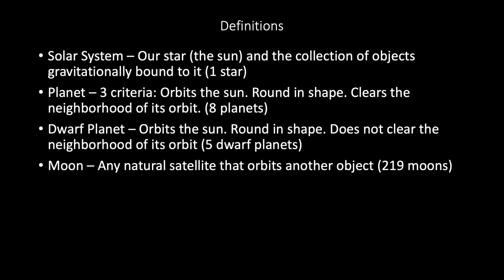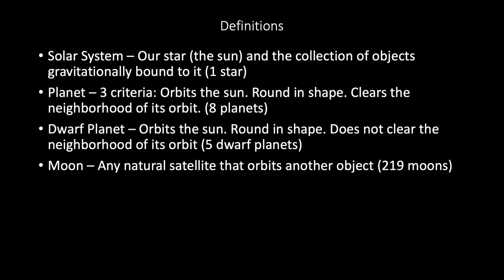So what is a planet? There are 8 planets: Mercury, Venus, Earth, Mars, Jupiter, Saturn, Uranus, Neptune. And a planet has 3 conditions on it. So you need these 3 things to be true in order for something to be a planet. A planet needs to orbit the sun. It needs to be round in shape. The correct term here is spheroid, but I'm going to use the word round because that makes it obvious what I'm talking about. And it clears the neighborhood of its orbit.